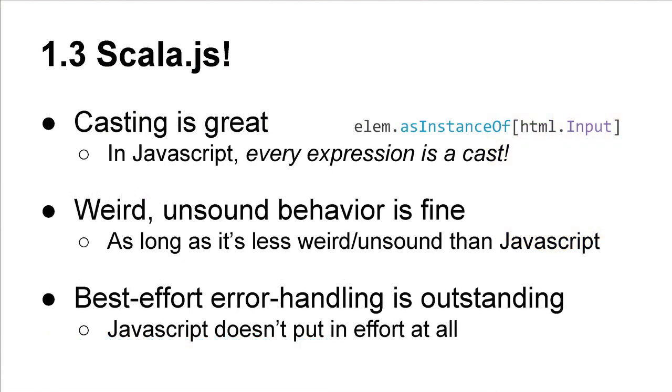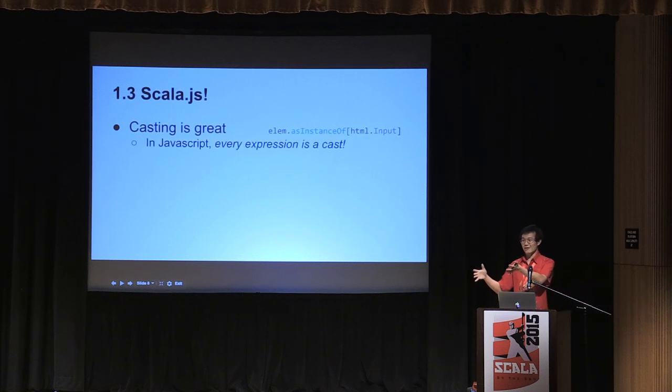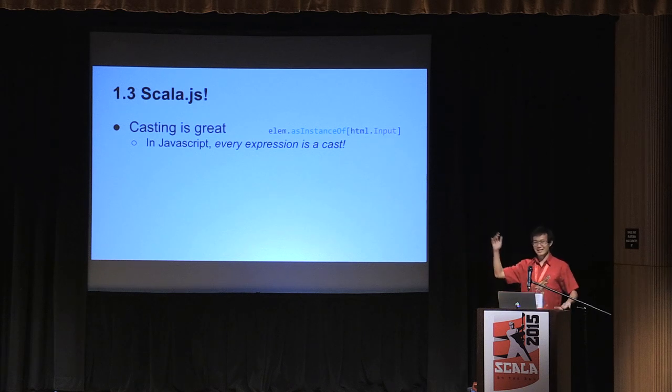And there are some things you learn from Scala.js. For example, casting is great. Many people here may not like casting, but in Scala.js you do this sort of thing a lot. And realistically, in JavaScript, every single expression in your source file is effectively a cast. So having one or two casts in a large Scala.js application is no big deal, really, compared to having every single line possibly blowing up due to a type error.